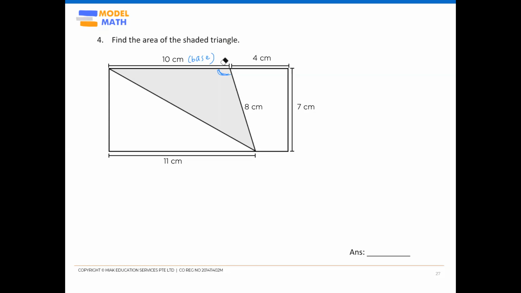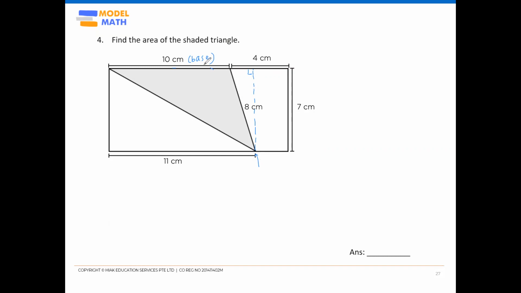For the perpendicular height, you need to rotate your paper such that the base is at the bottom of the paper. I can't rotate it now because I'm using the slide here. If you rotate your whole page such that the base is facing the bottom, you will realize that you have to drop the perpendicular height down from this corner here, such that it forms a right angle to the base. Notice that the height did not actually touch the base. It doesn't have to touch the base.